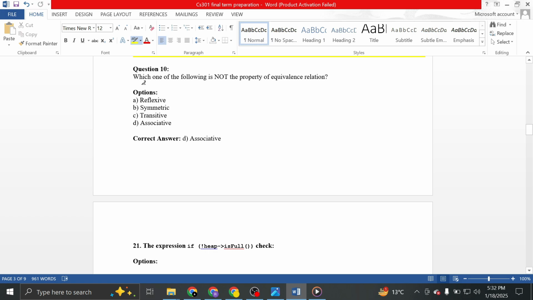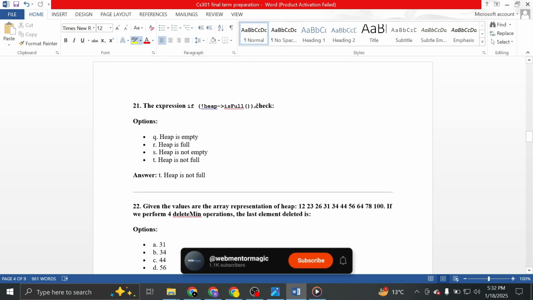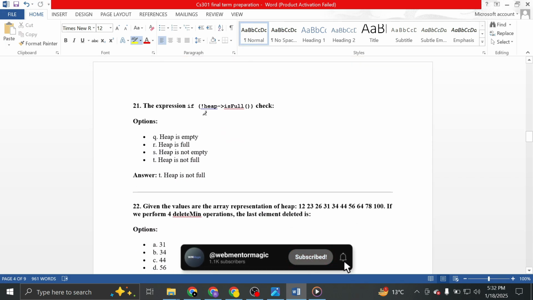Question 10. Which one of the following is not the property of equivalence relation? Options: A. Reflexive, B. Symmetric, C. Transitive, D. Associative. Correct answer: D. Associative.